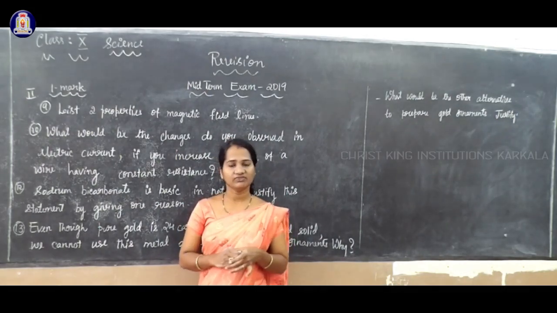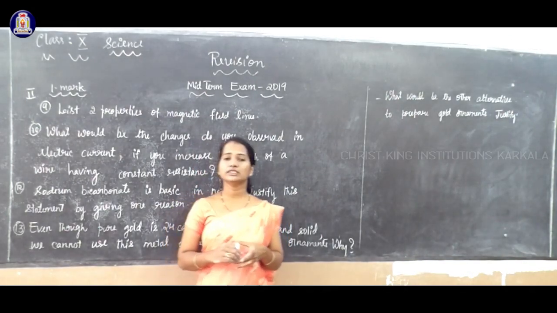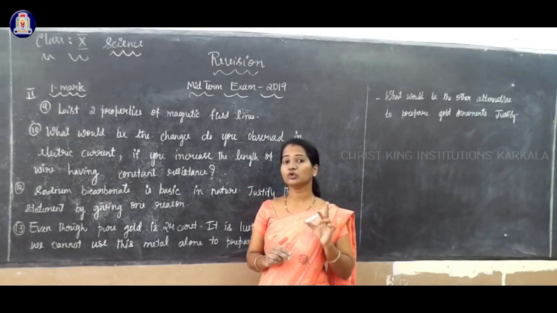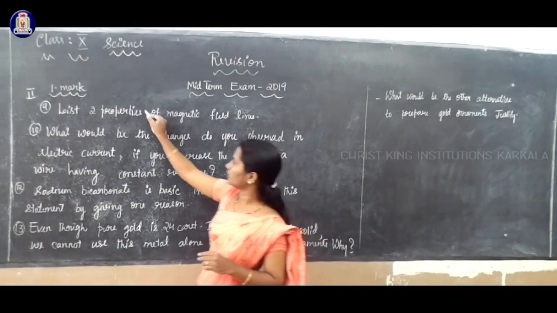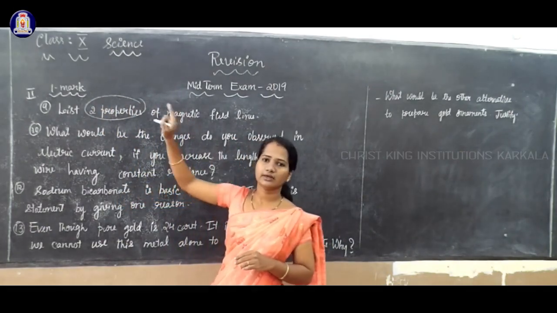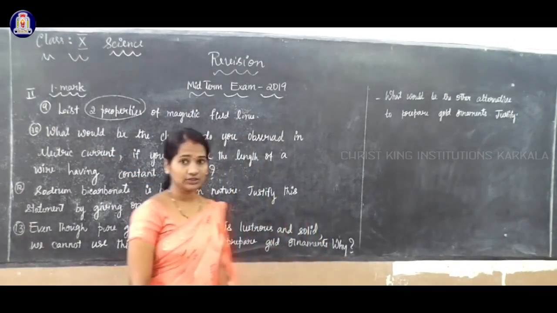Then magnetic field lines have both magnitude and direction. So these are the properties of magnetic field lines. You have to write any two properties. For each property half a mark, so for two properties you will get 1 mark. Next question, what would be the changes?